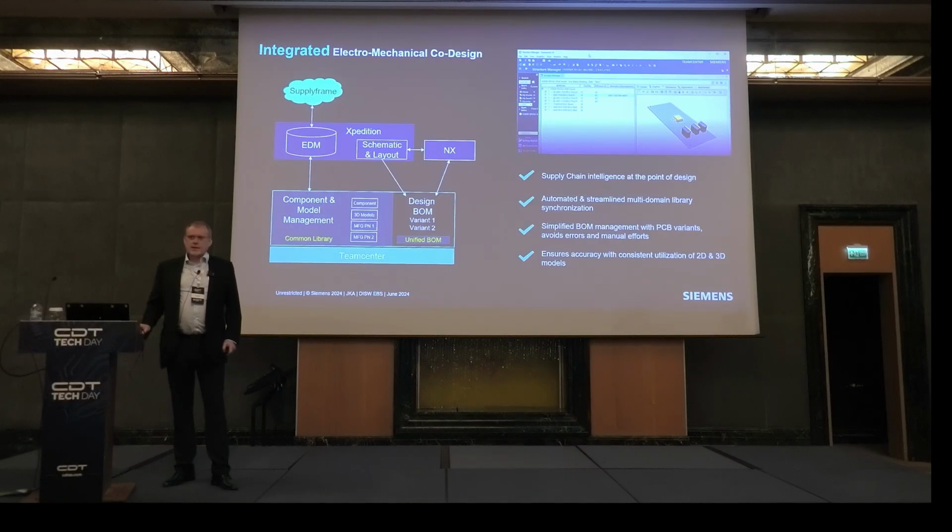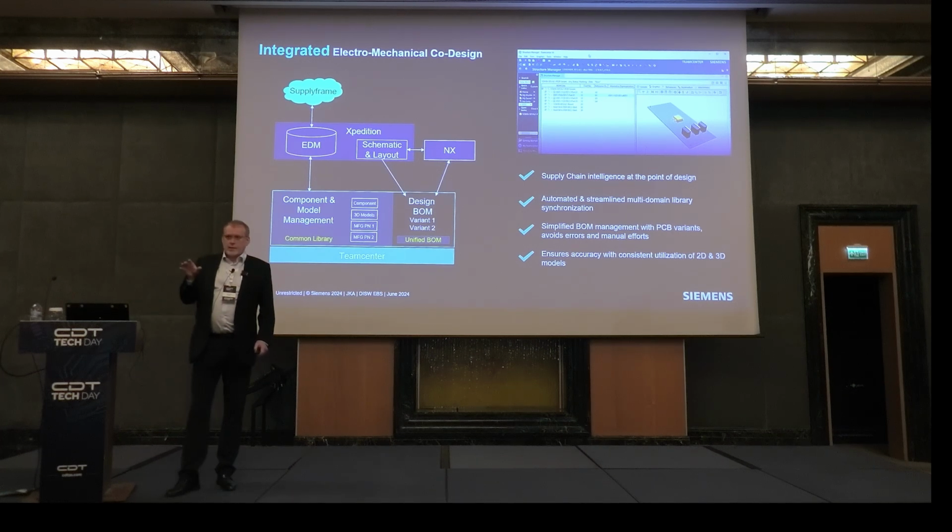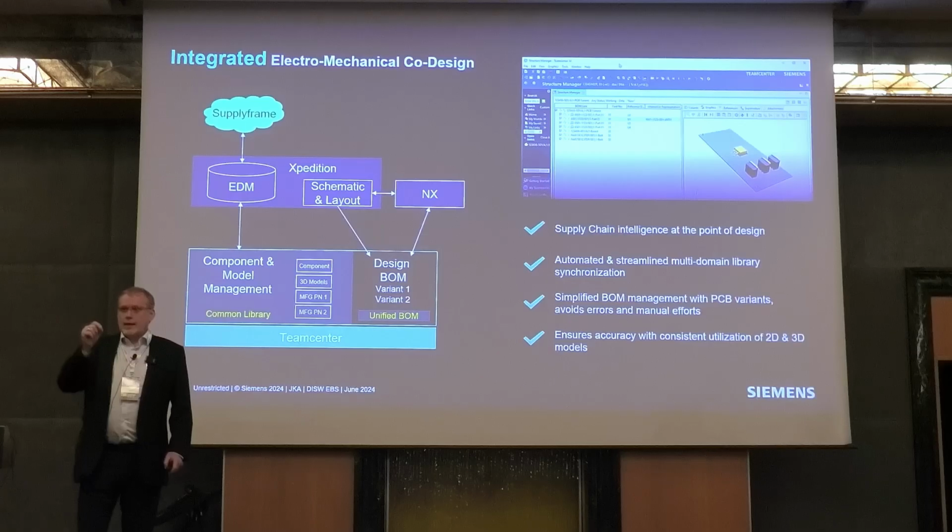On the ECAD-MCAD side, real quick, we have not only done the electromechanical collaboration, you also want to make sure that you have the ability to track your components across your entire supply chain, and that if you have different orientations on the mechanical and the electronic side, your mechanical system is following. So you have one representation of the component on the electronic side, and that is synchronized with the mechanical side.